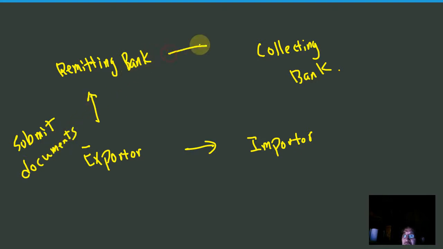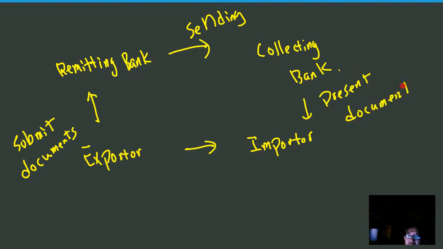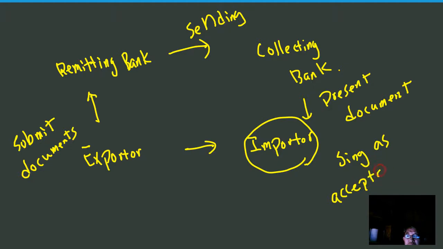Then the remitting bank sends the documents, and the collecting bank will present the documents, right? Once the documents are submitted, the importer just signs as acceptance, signs acceptance on the draft. Then returns it, and returns to where? To the collecting bank. Just sign acceptance.